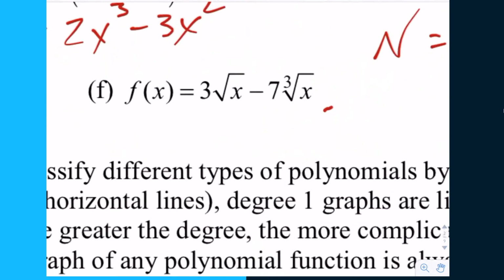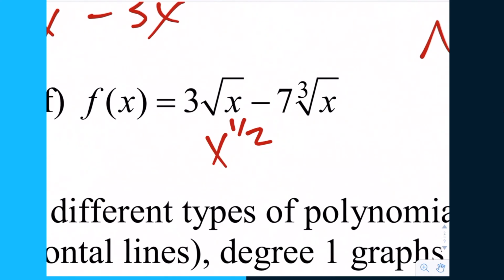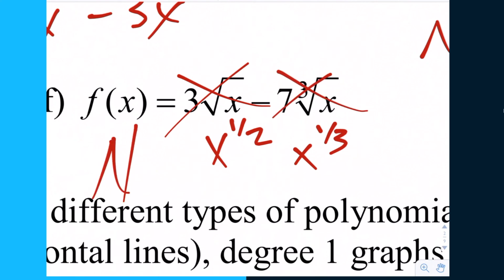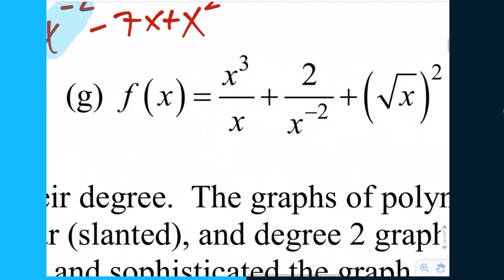All right, let's finish up the last two. What about this one? No, because that's x to the 1/2 and x to the 1/3. So this one doesn't have any terms that are polynomial. That's a no. We can call that one a no-no, right? No-no. I don't think so. A, B, C, D, D, E, F, G.